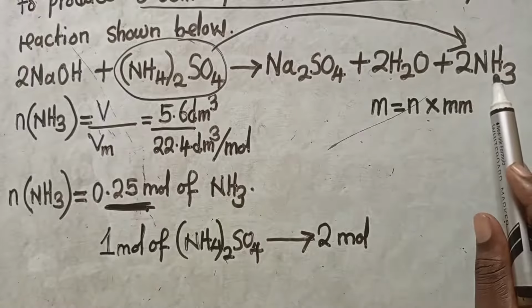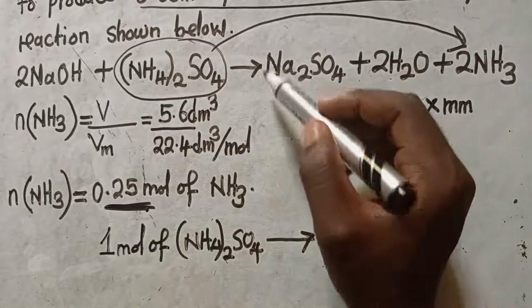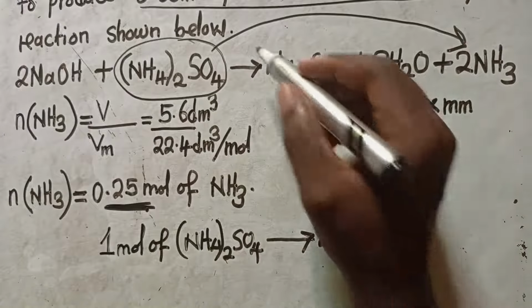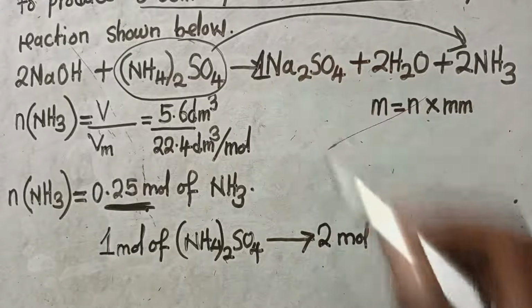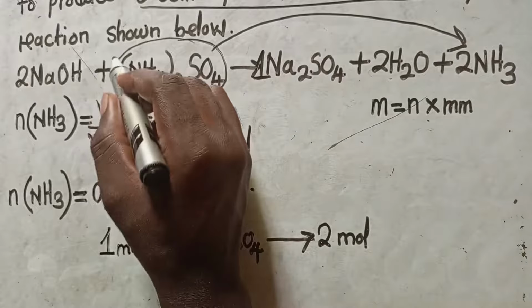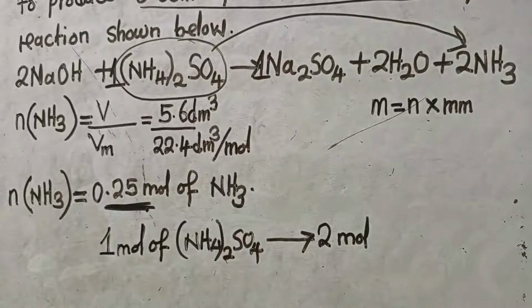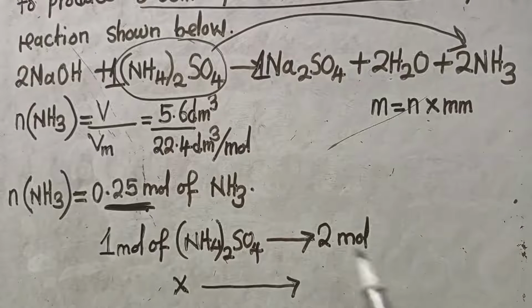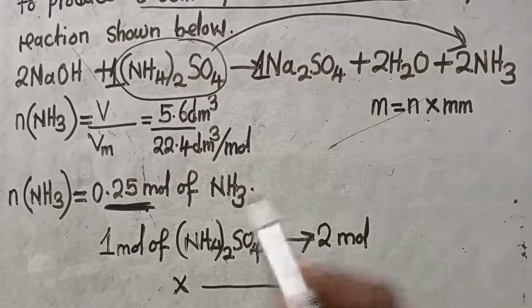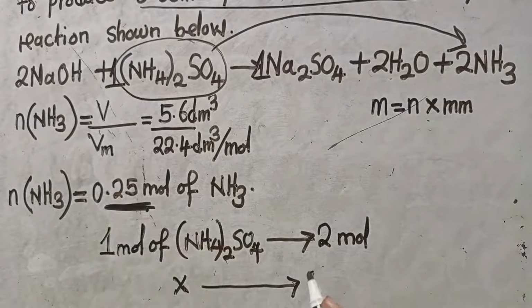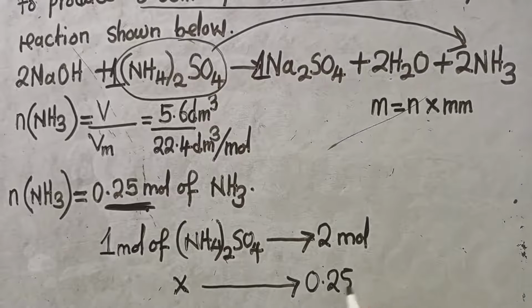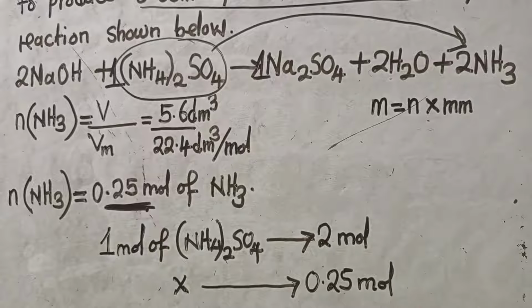This is for ammonia. Don't ask, what if it was this one? Are we supposed to get this 2? No. We get the number that we've used to balance those. Here there is a 1, here there is a 2, even there is a 2. For ammonium sulfate, I say x, equivalent to ammonia now, the one that I calculated, that is 0.25 moles.